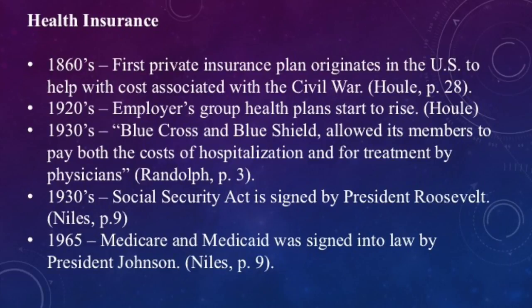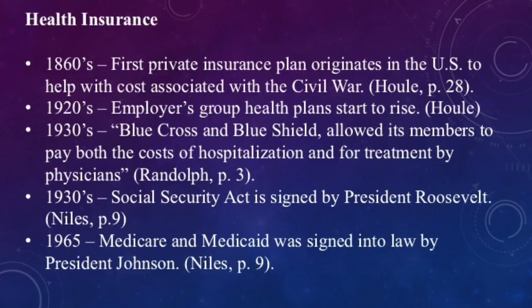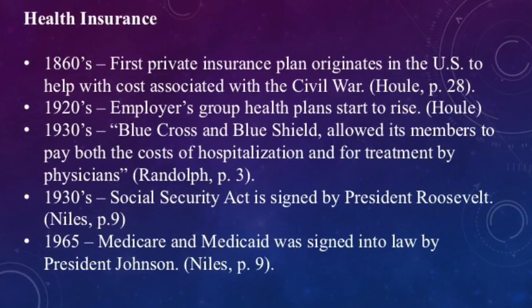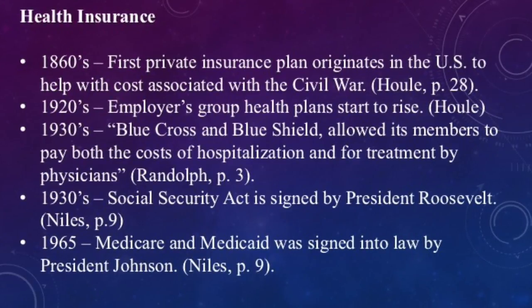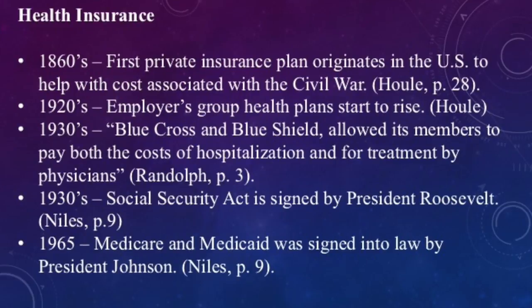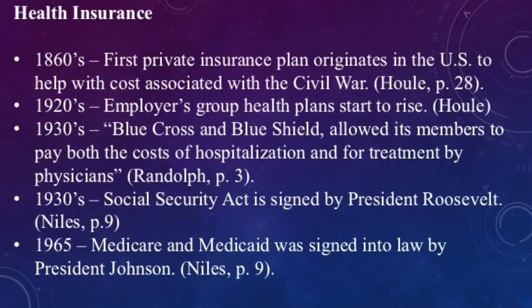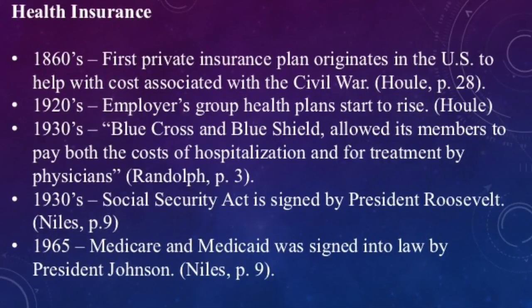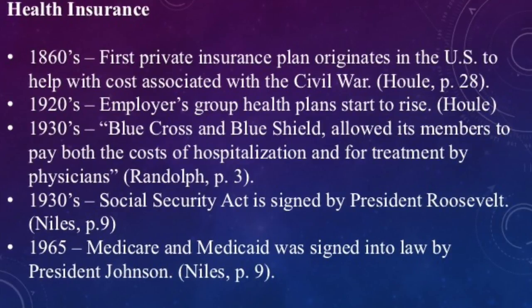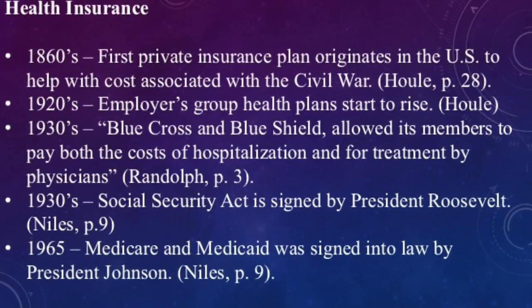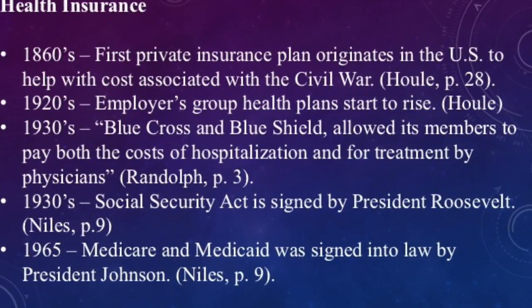Another important marker that was pivotal was the rise of health insurance. In the 1860s, the first private insurance plan originates in the United States. It's actually created to help with the costs associated with the Civil War. Then in the 1920s, employers' group health plans start to rise. In the 1930s, Blue Cross and Blue Shield allowed its members to pay both the cost of hospitalization and for treatment by physicians. This is a really big impact in healthcare.